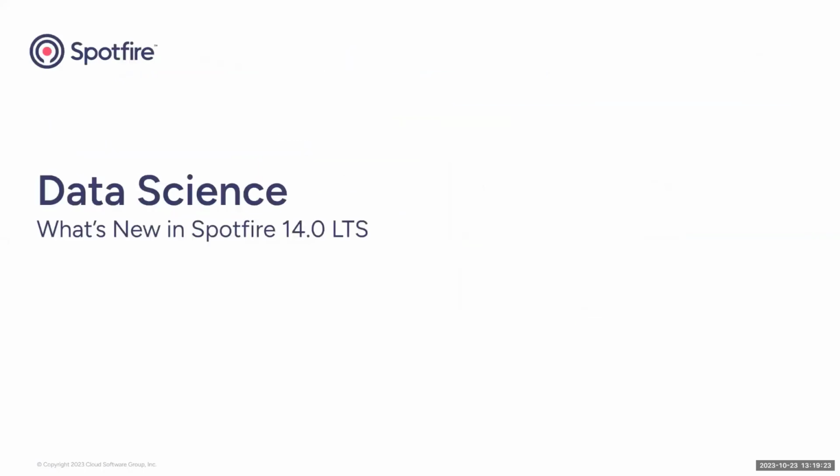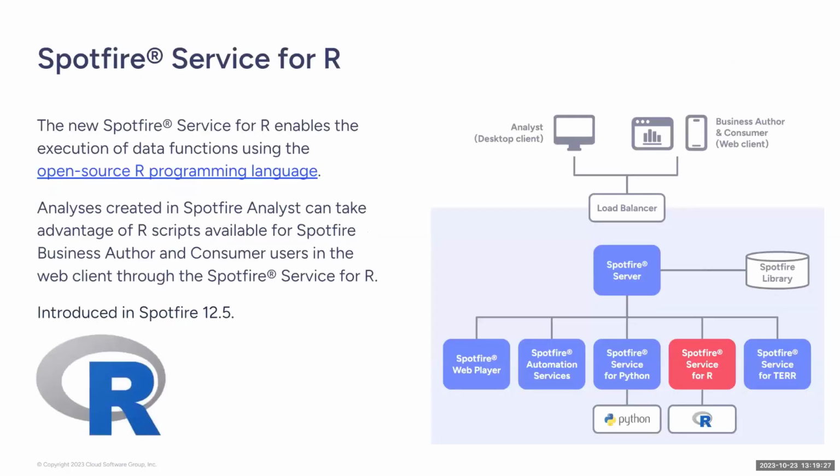And there are new interesting capabilities in the data science space as well. So the new Spotfire service for R was released earlier this year, and it enables the execution of data functions developed using the open source R programming language. The Spotfire service for R is integrated with the Spotfire Server in the same way as the Python service and the TERR service are, as you can see on the diagram here.